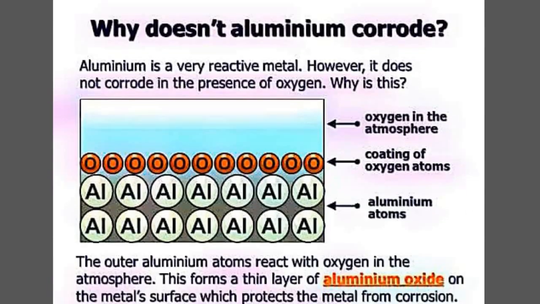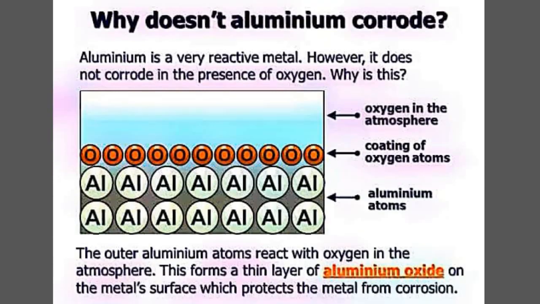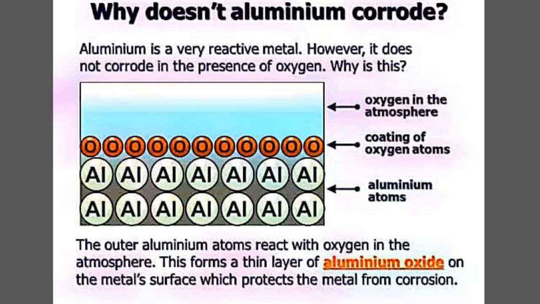Why doesn't aluminium corrode? It's a very reactive metal, however it does not corrode in the presence of oxygen. Why is it? As you all can see in the picture also, there is oxygen present in the atmosphere. Once aluminium comes in contact with the oxygen, it immediately forms the oxide layer. So the outer aluminium atoms react with oxygen in the atmosphere and form a thin layer of aluminium oxide on the metal surface, which protects the metal from further corrosion, and therefore there is no further degradation and the metal remains protected later on.